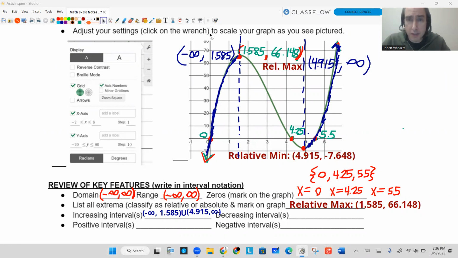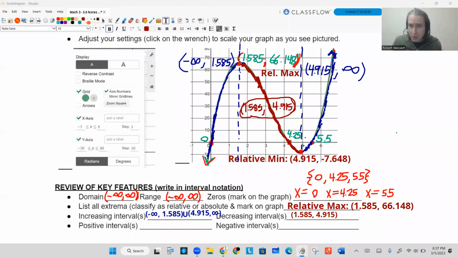The decreasing interval is the other one. What's that going to look like? And as you can see here, it's going to be decreasing from 1.585 to 4.915. It's going down as it goes to the right. And so we just kind of write those two numbers in an interval.